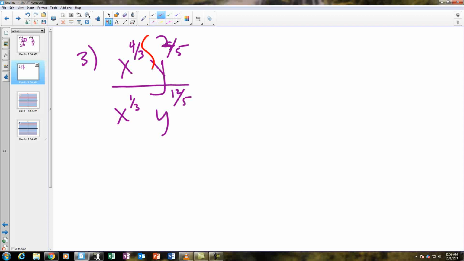So if I think about splitting this and just thinking about my x's first, the bigger x pile is on top. Whenever that's true, we subtract up because we'll never end up with a fractional exponent in the bottom.